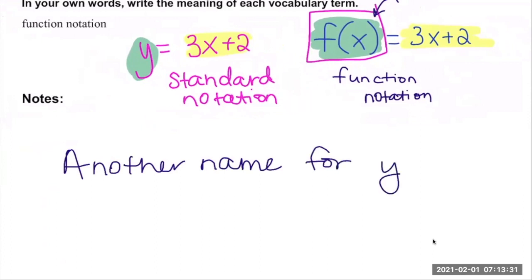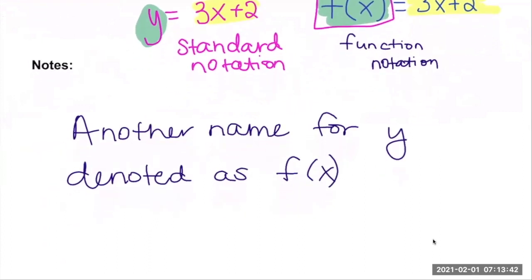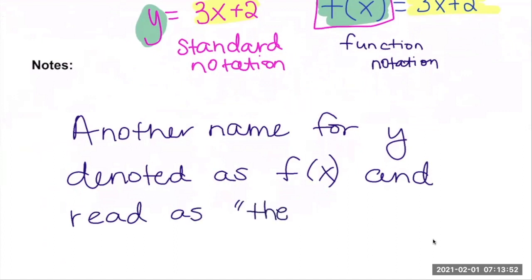for y, denoted as f of x. And it is read as the value of f at x. So that just basically means like we're solving the equation for whatever x is equal to, that's what the f is going to be.